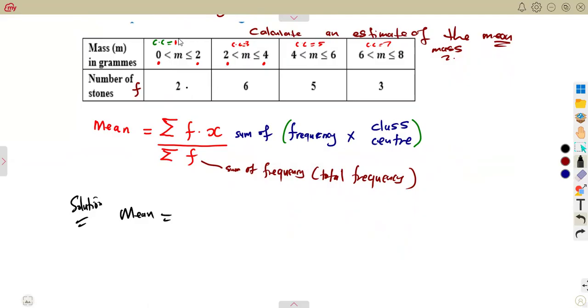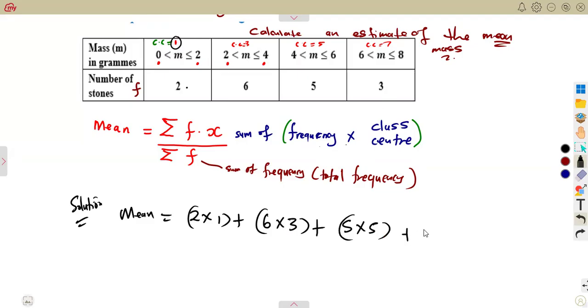Frequency times the class center. The frequency is 2 times the class center, which for the first one is 1. Plus the frequency here, which is 6, times the class center. What is our class center for this class? The class center is 3 from our calculation. Plus the frequency of the third one, 5, times the class center there, which is 5.